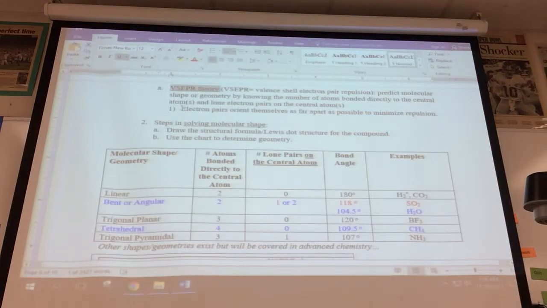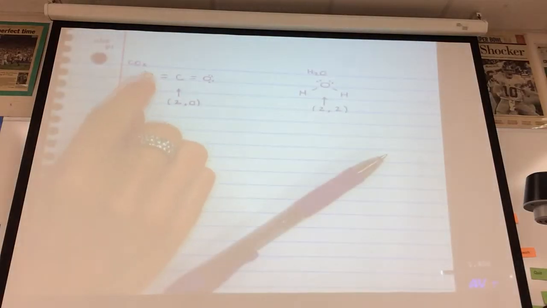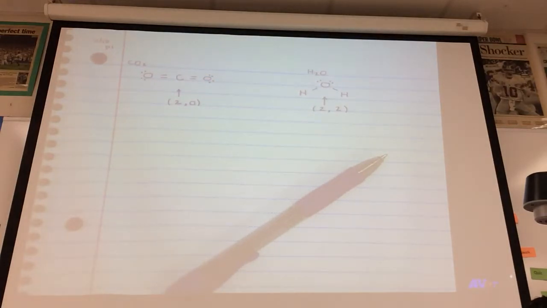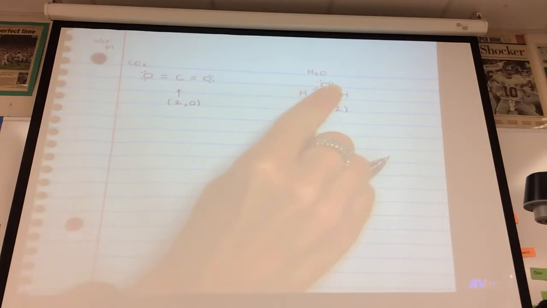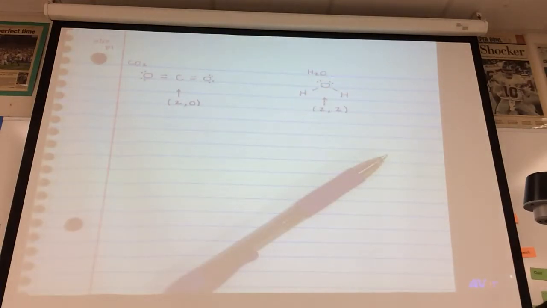What VSEPR says is that electron pairs, these can be bonding pairs, or they can be lone pairs, orient themselves as far apart as possible to minimize repulsion. And that's why when I draw these, I've got the lone pairs in the corners, because that positions the electron pairs as far apart as possible to minimize repulsion. Now, you don't have to draw these perfectly like this. You could have two dots there and two dots there. But the structures you'll see in textbooks will look like this, with the lone pairs and the bonding pairs positioned as far apart as possible.